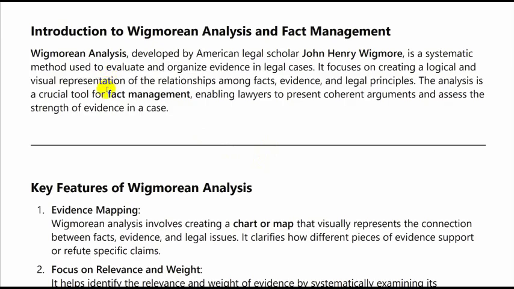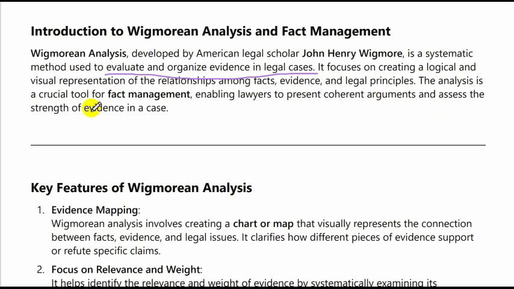Wigmorean analysis, developed by American legal scholar John Henry Wigmore, is a systematic method used to evaluate and organize evidence in legal cases. It focuses on creating a logical and visual representation of the relationships among facts, evidence, and legal principles.